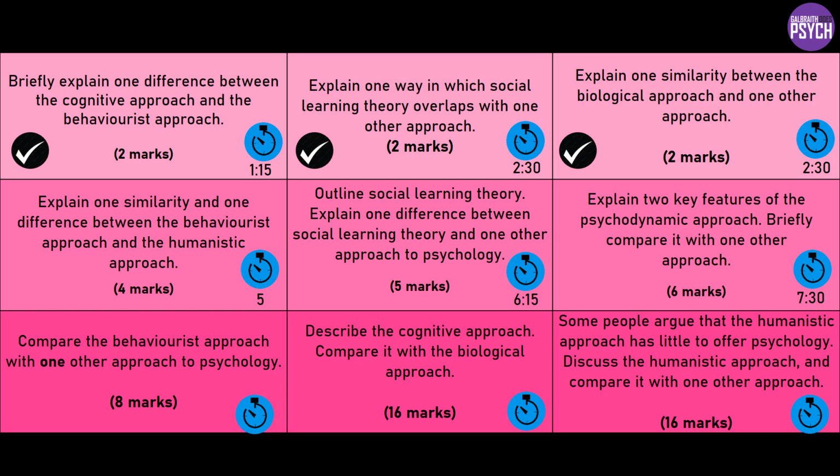A difference between the behaviourist and the humanistic approach might be that they differ on their views on free will and determinism. The behaviourist approach rejects free will in favour of environmental determinism, whereas the humanistic approach emphasises the role of autonomy and free will.